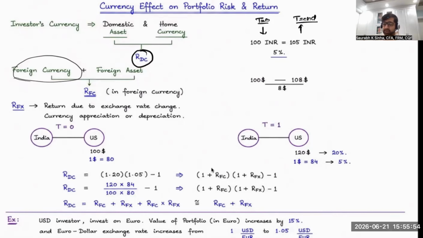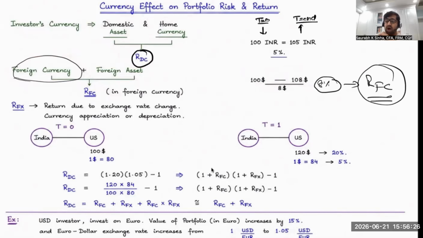For example, there is an asset which has an initial value of 100 and a final value of 108. Then the total return is 8%. This 8% is still the return in foreign currency. You have to convert it into the return of the domestic currency before calculating the final answer. So what we are trying to understand is how to convert the return of the foreign currency, RFC, into RDC, the return in domestic currency. It's very simple math. We only have to understand the notation.